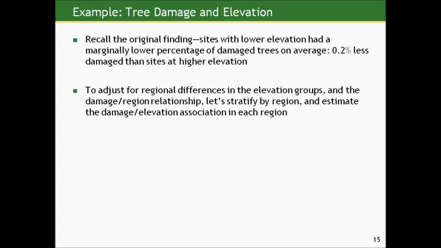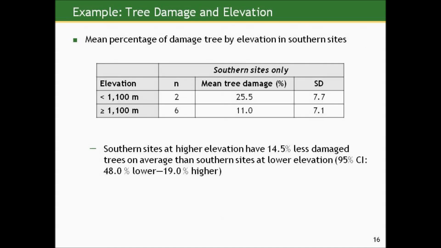But nevertheless, if we consider the mean difference between the elevation groups amongst only the southern sites, look at this. Southern sites at higher elevation have less damage on average, 14.5% less on average than southern sites at lower elevation. That's a large difference in the estimate, but because we only have 8 observations and only 2 of them in the lower elevation group, we have a lot of uncertainty here. And the confidence interval is pretty wide and includes 0. It could be anywhere from 48% lower on average to 19% higher. So a confidence interval of negative 48 to positive 19. So even though the observed result is qualitatively interesting, we can't estimate it with any precision.